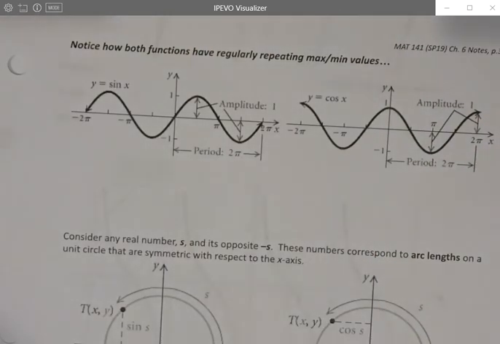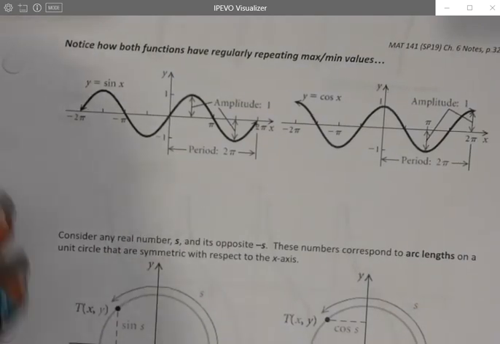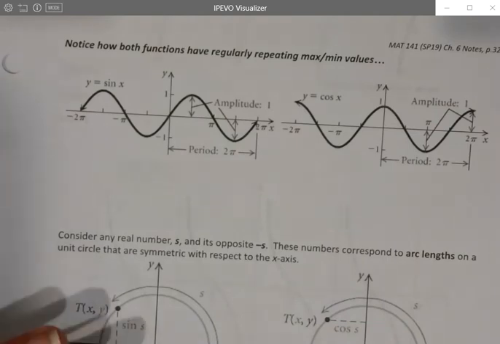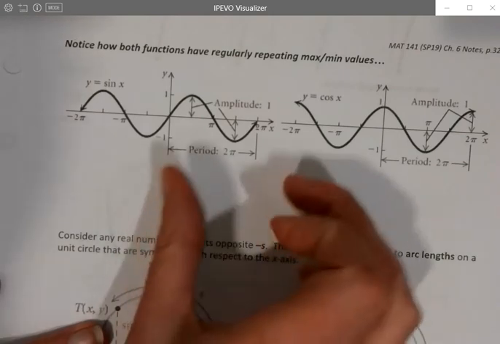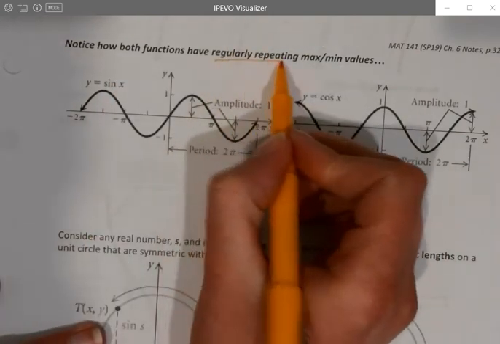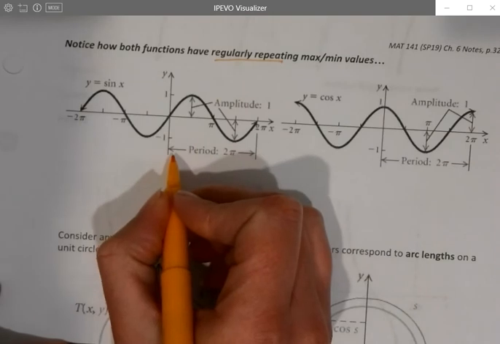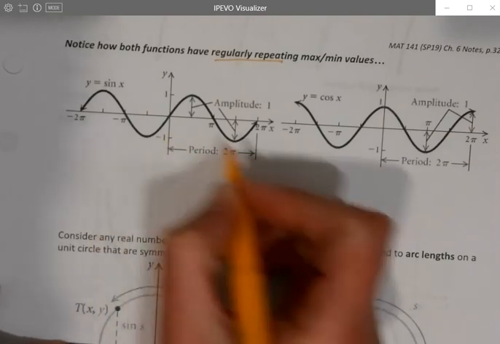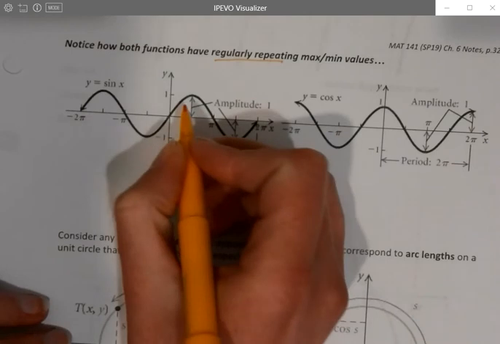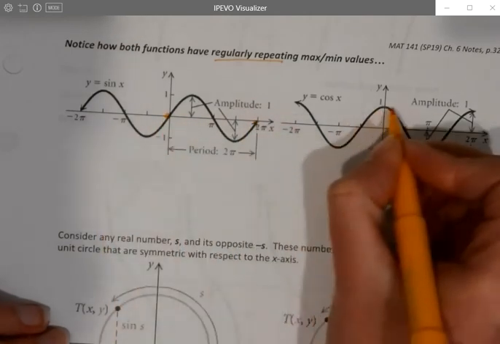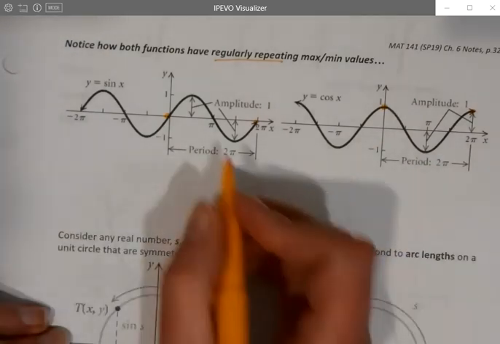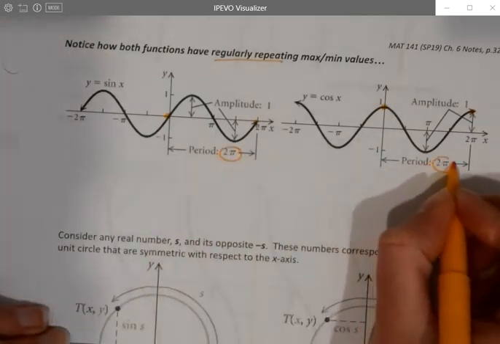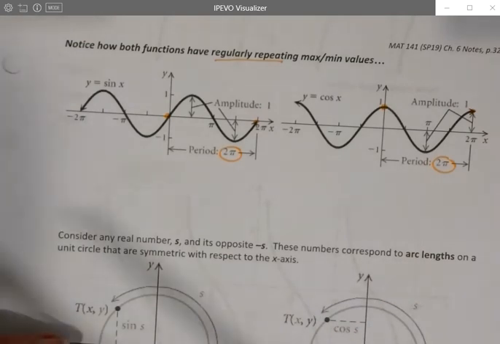And the next page starts with a statement. Notice how both functions have regularly repeating minimum and maximum values. Since they're regularly repeating, we can talk about the period. The period is the amount of time, or distance, that it takes for them to repeat. So in a distance of 0 to 2 pi, there's a peak to peak or valley to valley or middle to middle, but the period for both of these is 2 pi. That's how long it takes for them to repeat.